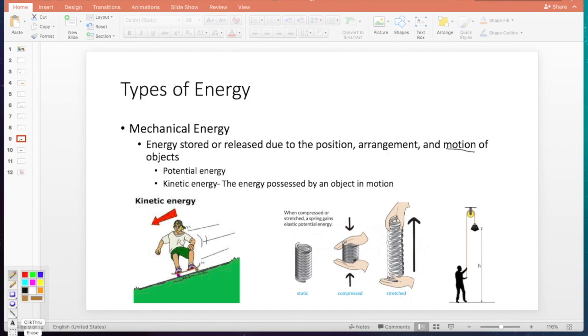Once again, if I let go of the compressed or the stretched spring, what's going to happen? It's going to start moving, right? If I let go of this massive object, what's going to happen? It's going to start moving. So anything that's in motion has kinetic energy. Potential and kinetic energy, these are the two main types that we're going to start our study of energy with. And we call them mechanical energy, mechanical dealing with large objects.